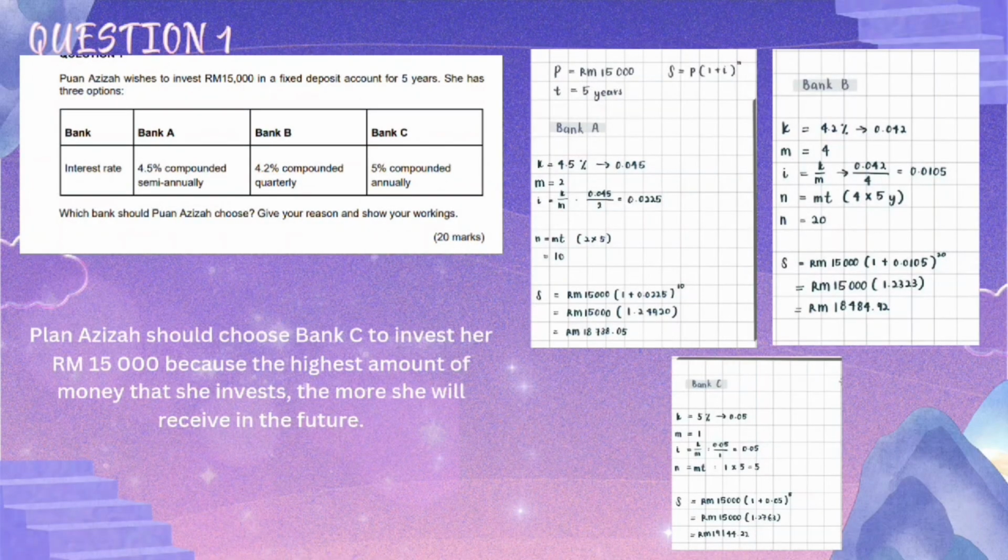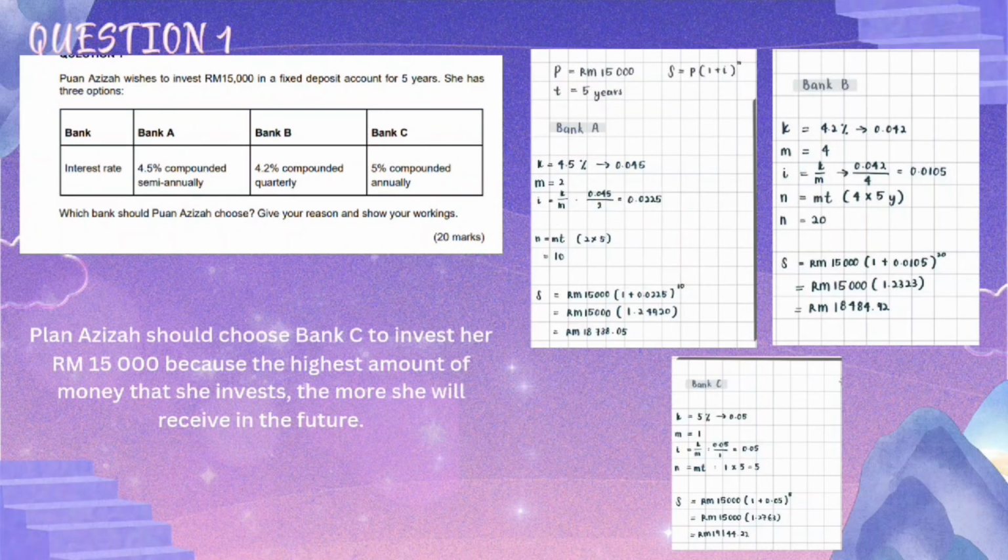Question 1. Puan Aziza wishes to invest RM15,000 in a fixed deposit account for 5 years. She has three options. Bank A, 4.5% compounded semi-annually, which means m equals 2. Bank B, 4.2% compounded quarterly, which means m equals 4. Bank C, 5% compounded annually, which means m equals 1. Which bank should Puan Aziza choose?